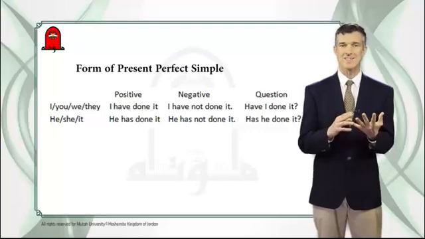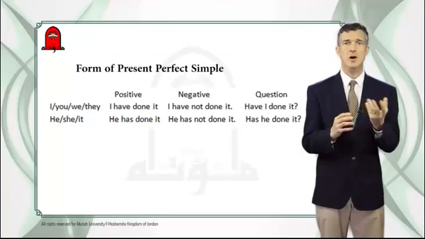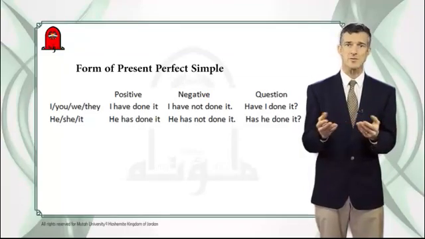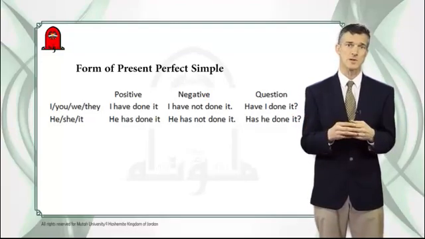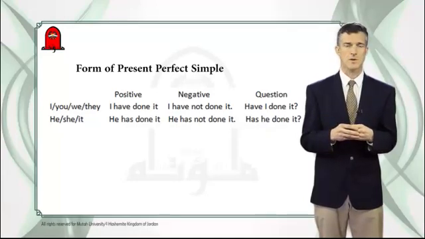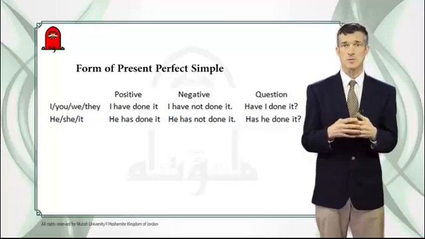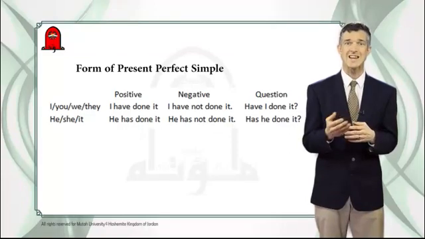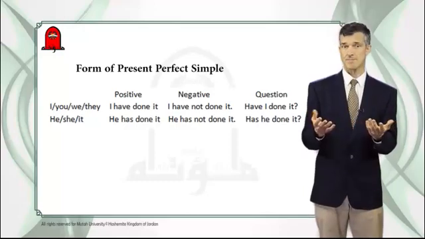If the pronoun is I, you, we, they, then the positive form is I have done it. The negative form is I have not done it. In the question form, have I done it? If the pronoun is he, she, or it, the positive form is he has done it. Or in the negative, he has not done it. In the question, has he done it?